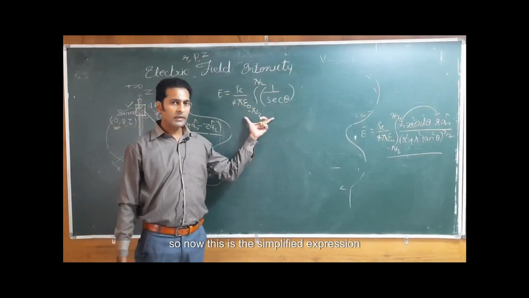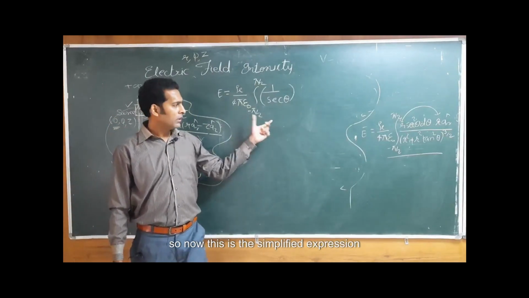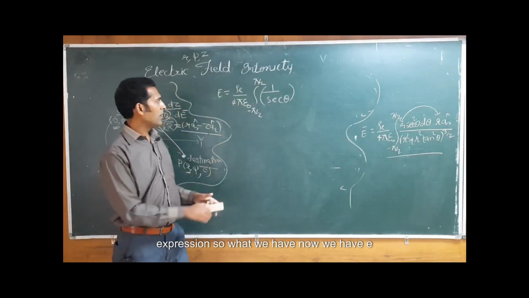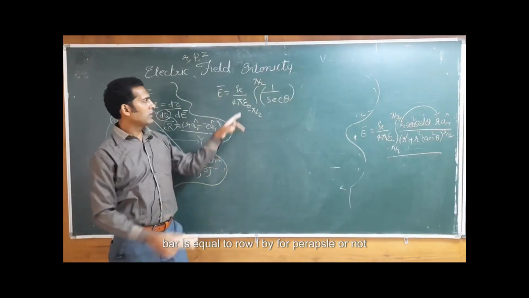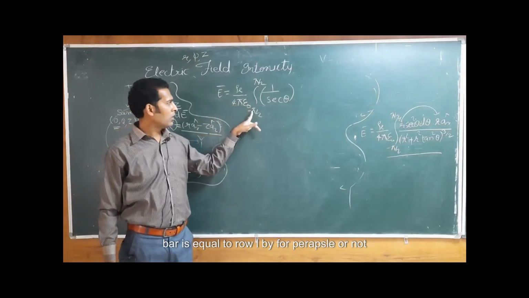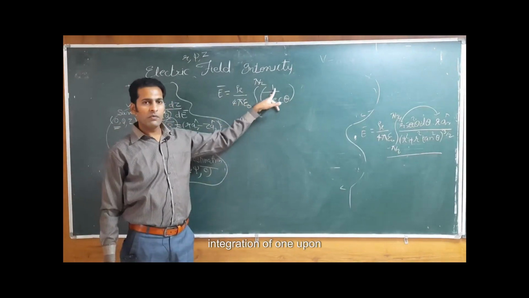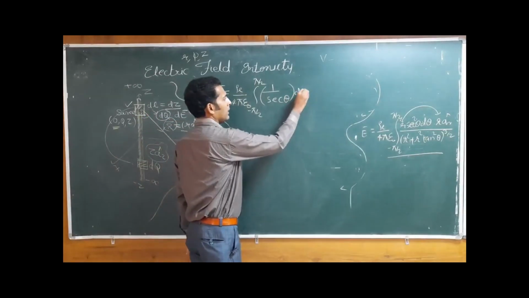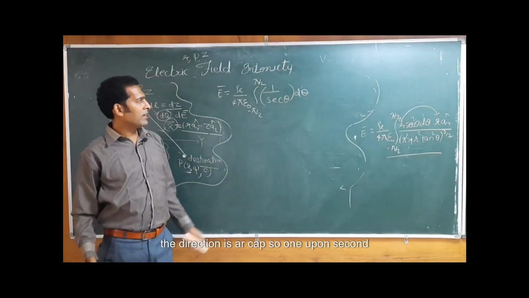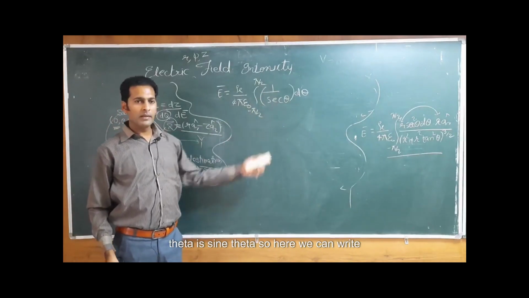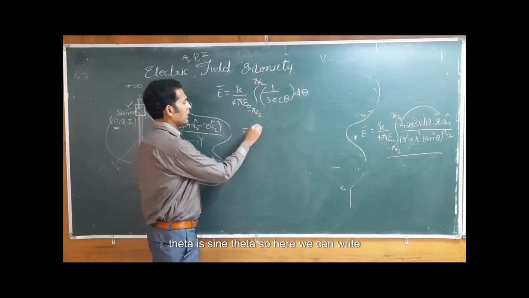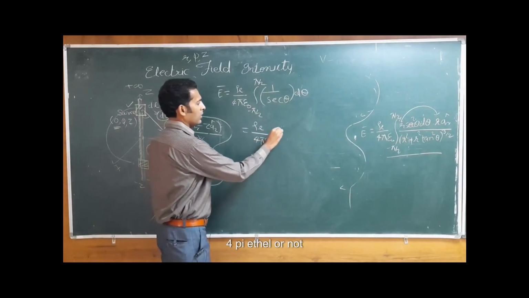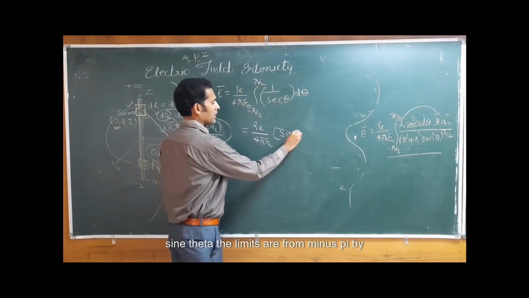So now this is the simplified expression. We have reduced this expression to this expression. So what we have now is E bar equal to rho L by 4 pi epsilon naught, integration of 1 upon secant theta d theta. So direction is a_R cap. So 1 upon secant theta is sin theta. So here we can write rho L by 4 pi epsilon naught sin theta.